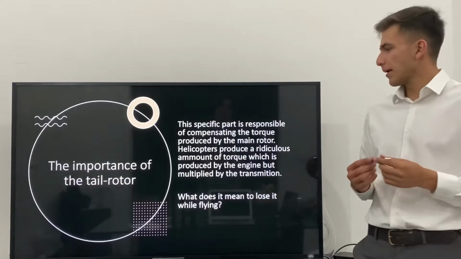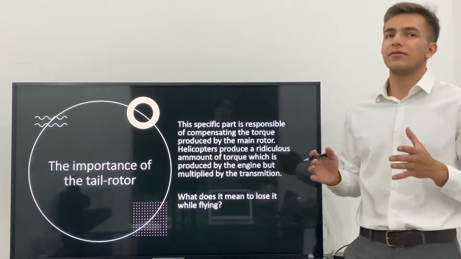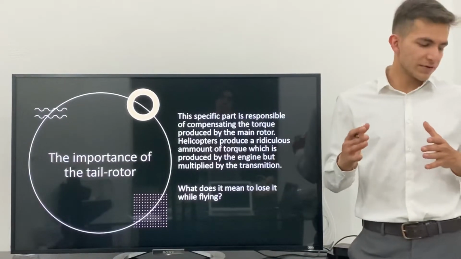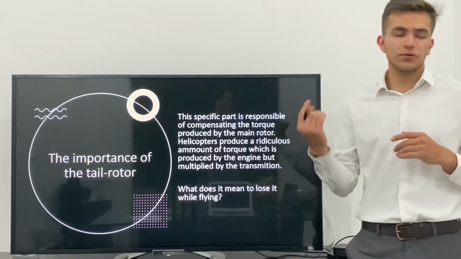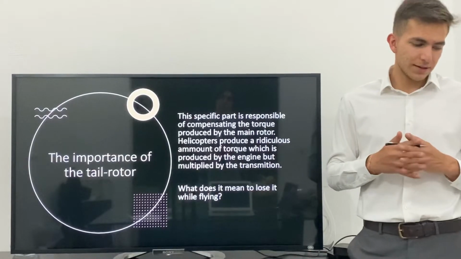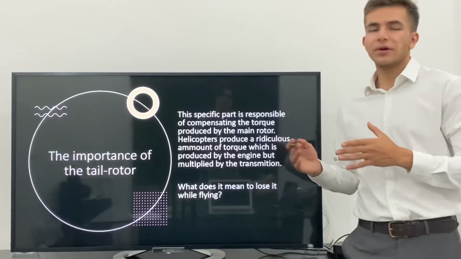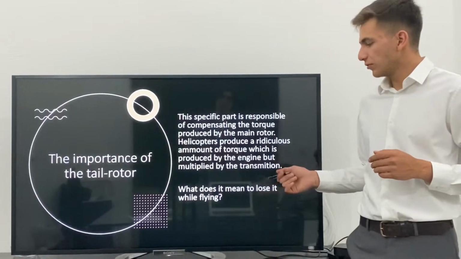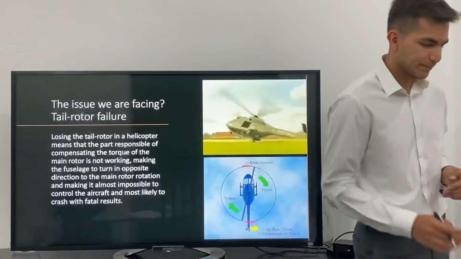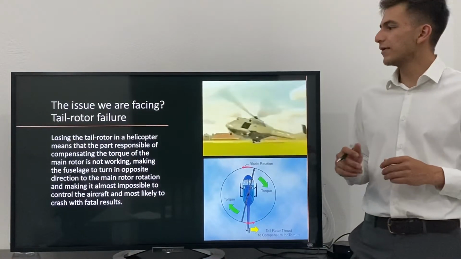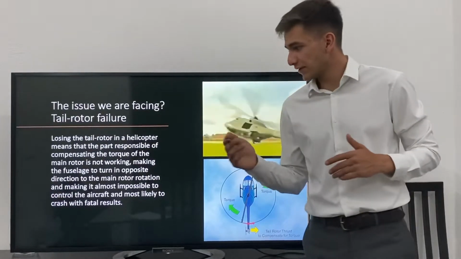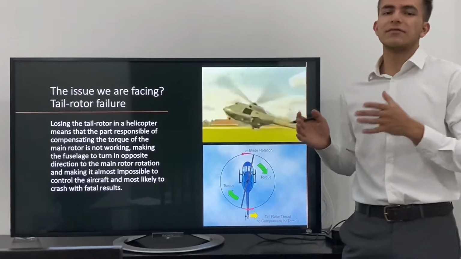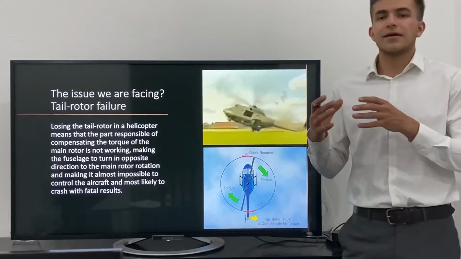Most specifically, we're going to talk about the tail rotor. This specific part is responsible for compensating the torque the main rotor is producing, which is produced by the engine, but multiplied by the transmission. What does it mean to lose it while flying? Well, the issue you're facing is a tail rotor failure. Losing the tail rotor means that we're missing the part that is responsible for compensating the torque.